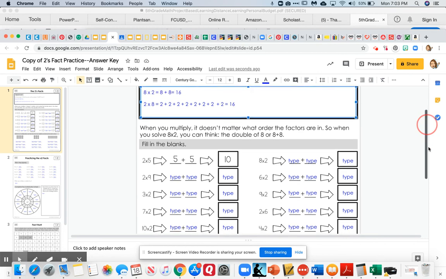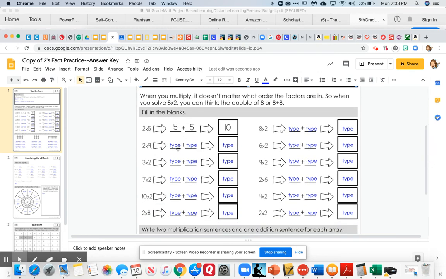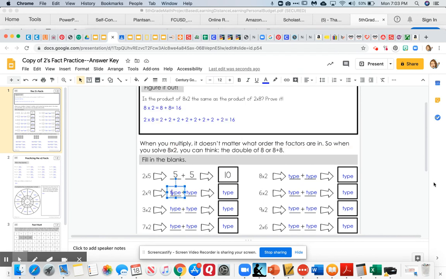Now the rest of this page is showing that 2 times 9 is the same as 9 plus 9. Oh, and I had that backwards up there, so I'm going to fix that in a moment. 9 plus 9 is 18. 3 times 2 is the same as 3 plus 3, and 3 plus 3 is 6. So you guys get the idea on this.